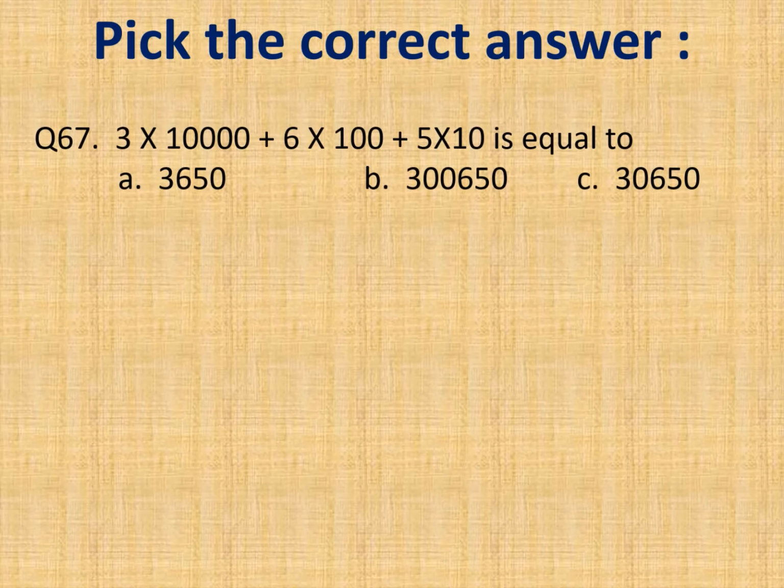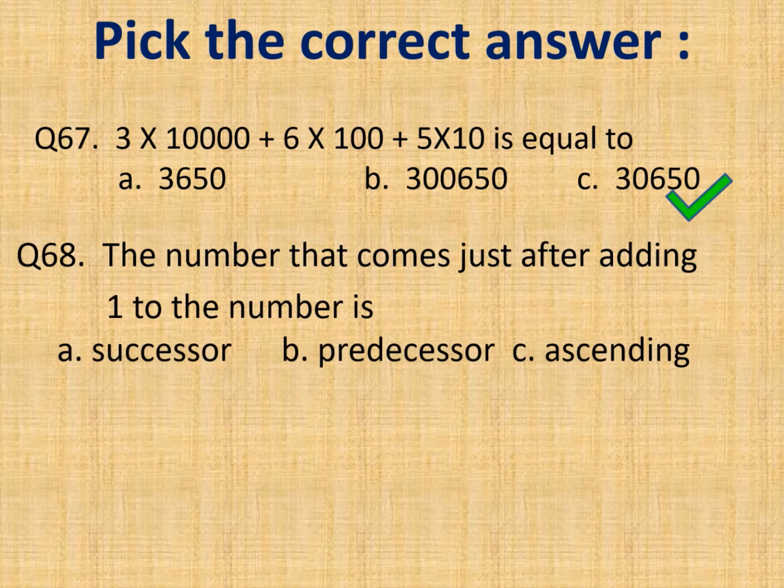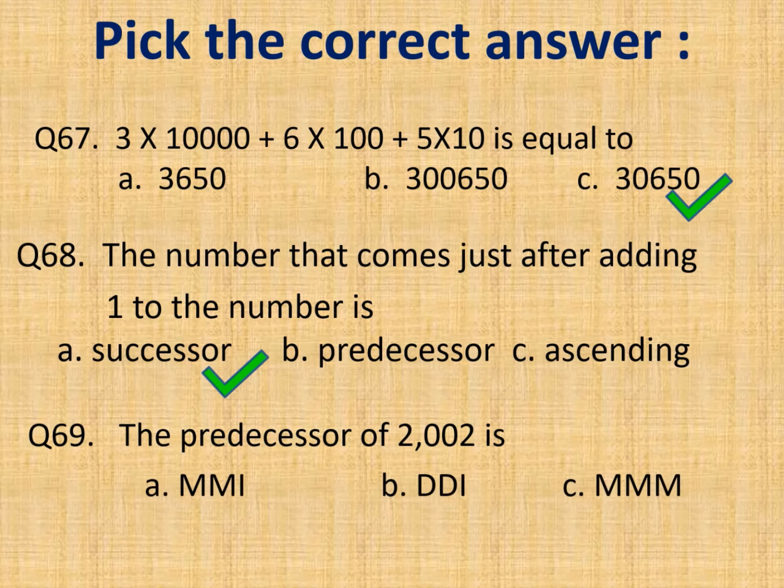Question 67. 3 × 10,000 plus 6 × 100 plus 5 × 10 is equals to... Question 68. The number that comes just after adding 1 to the number is called... Question 69. The predecessor of 2002 is?